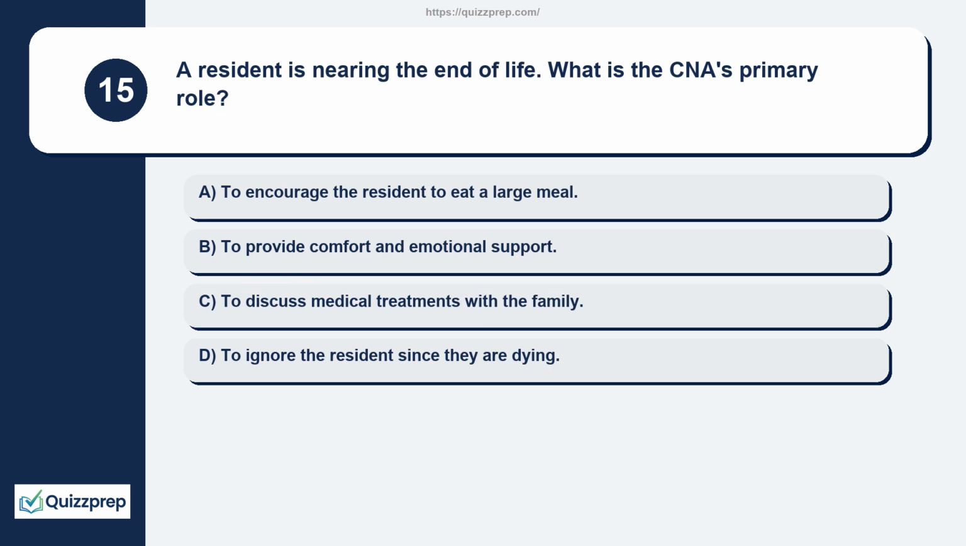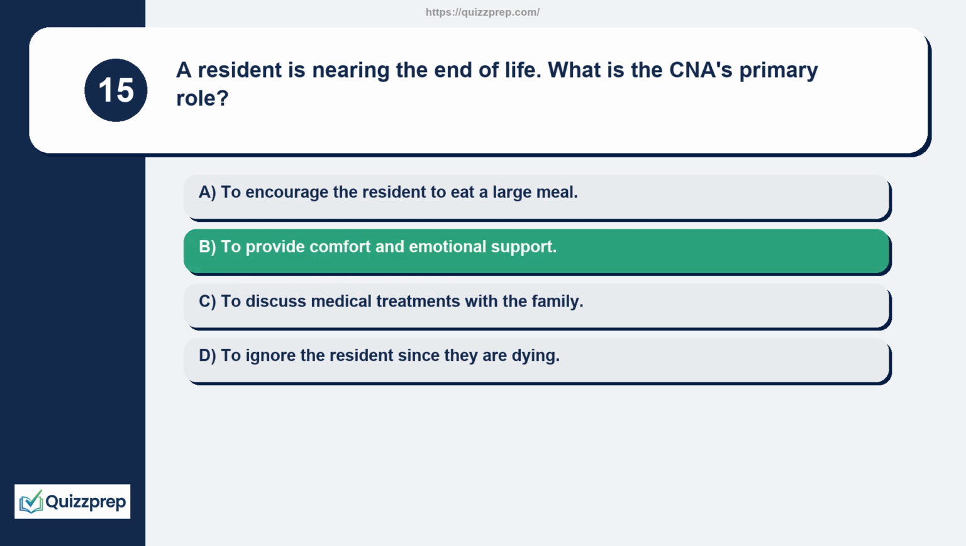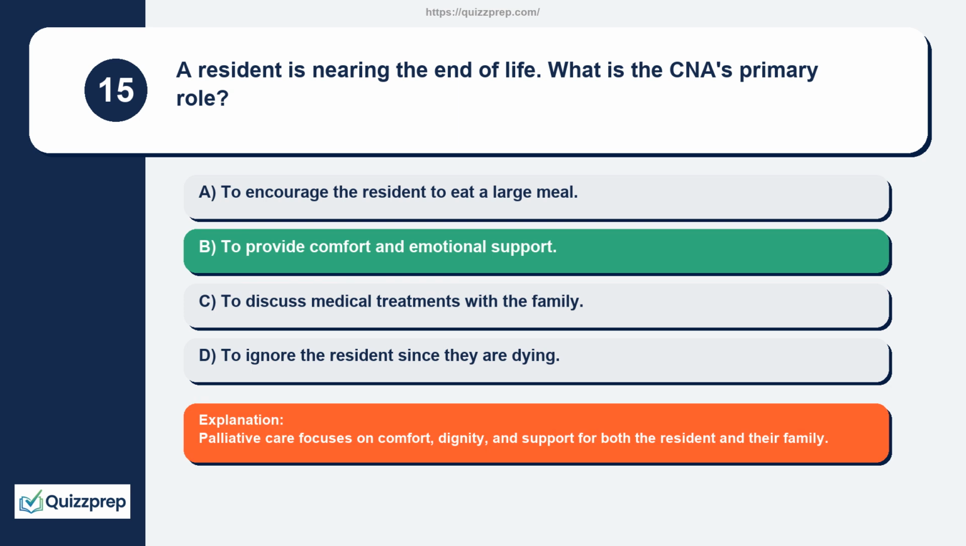Question 15. A resident is nearing the end of life. What is the CNA's primary role? To encourage the resident to eat a large meal. To provide comfort and emotional support. To discuss medical treatments with the family. To ignore the resident since they are dying. Palliative care focuses on comfort, dignity, and support for both the resident and their family.